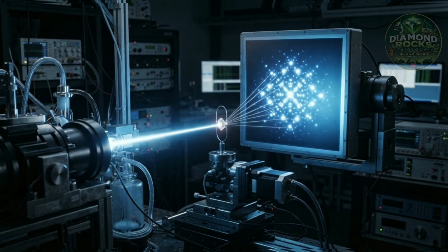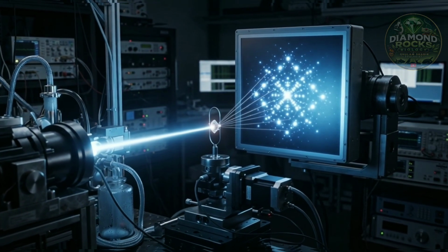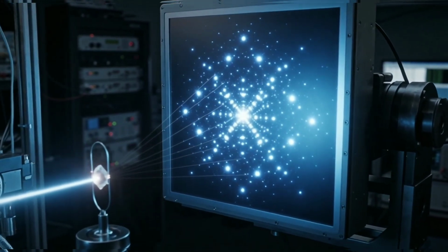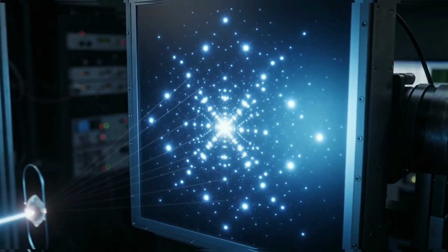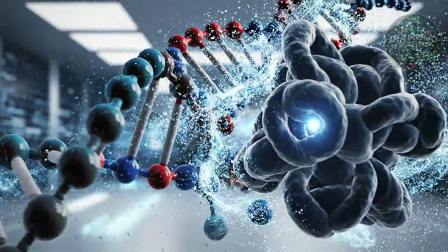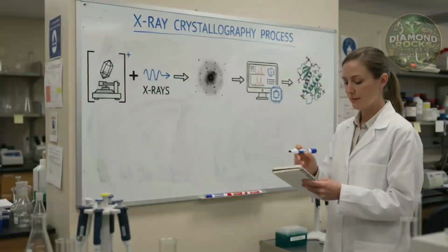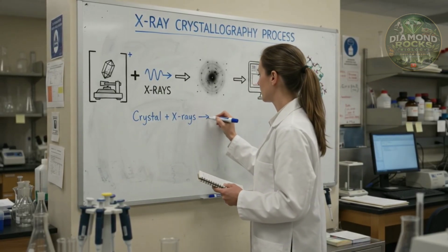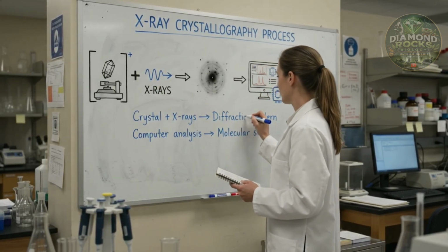Easy example. Think of shining a flashlight through a special crystal. You don't directly see the atoms, but the pattern produced by the light gives information about how the atoms are arranged. Similarly, crystal plus X-rays equals diffraction pattern equals computer analysis equals molecular structure.